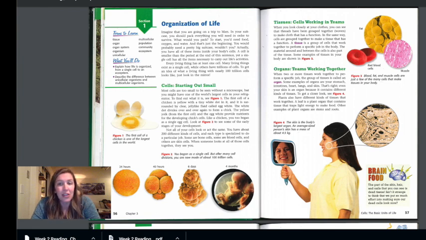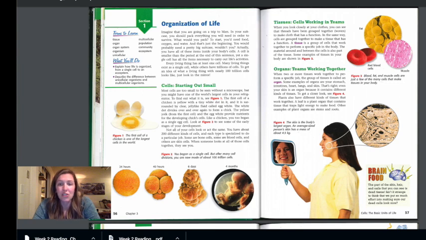When you look closely at your clothes, you can see that the threads have been grouped together, or woven, to make cloth that has function. In the same way, cells are grouped together to make a tissue that has a function. A tissue is a group of cells that work together to perform a specific job in the body. The material around and between the cells is also part of the tissue.